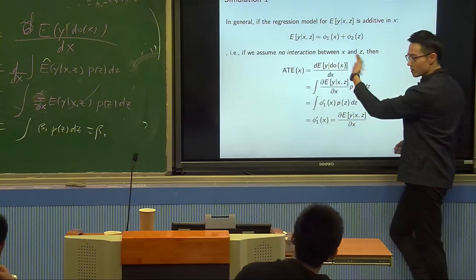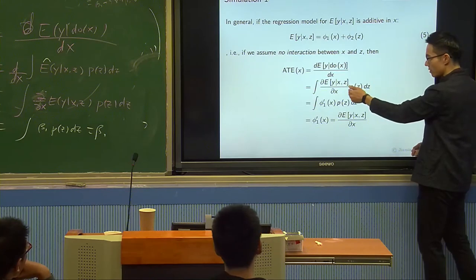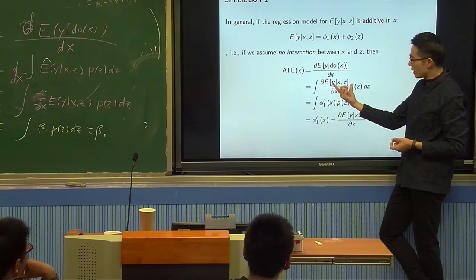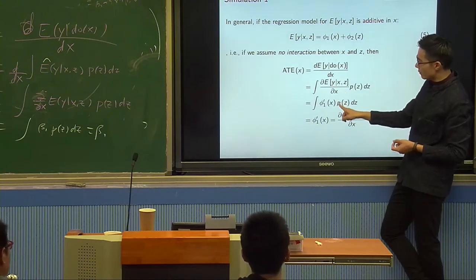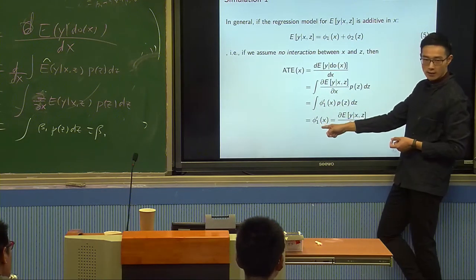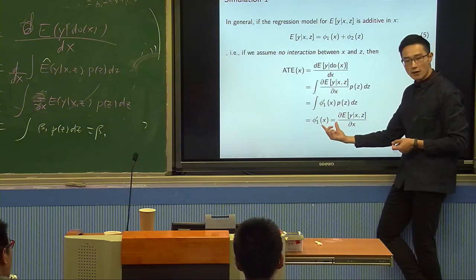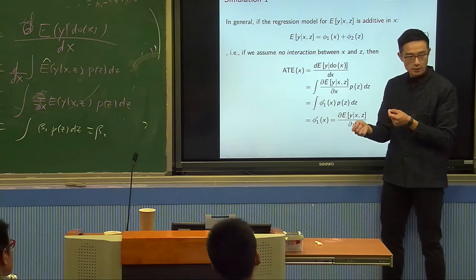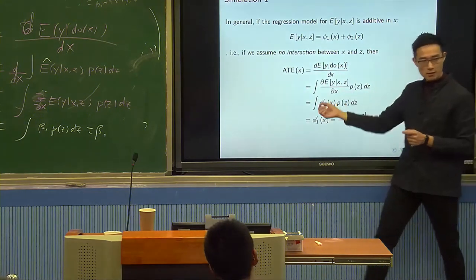So again, this is what I just wrote. ATE is equal to this with respect to x, then we can put the differentiation inside the integral as a partial derivative. But if this CEF function is additive in x and z, then taking the partial derivative with respect to x gives you only a function of x. So this function of x, integrated with respect to z, is still this function of x. In other words, you just need to estimate E[y given x, z], and then take the derivative, and you will have the desired ATE. You don't need to do the integration with respect to z, because x and z are additive. But as long as your x and z are not additive in your CEF, then you have to do the integration, okay? So I'll show you some examples later.